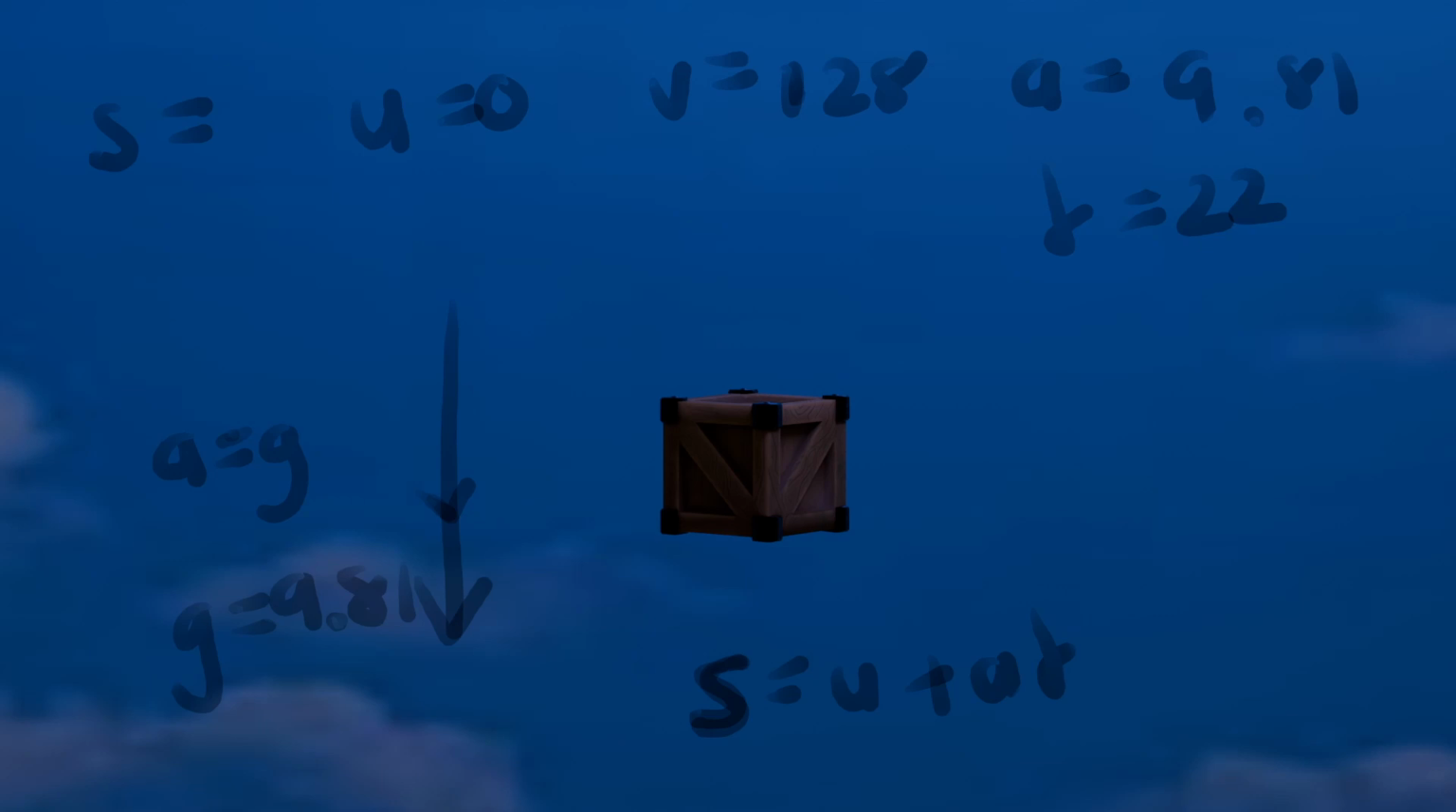So we don't know the distance. We know the initial velocity, which is 0, because from the start, it didn't move. It was at rest. We know the final velocity. We know the acceleration, 9.81, and we know the time taken. So we just plug those in the equation and then use algebra and boom, that's it. Mission completed.